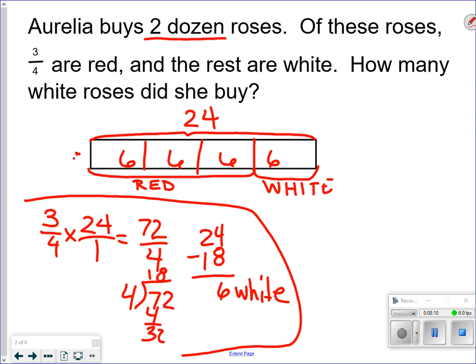So, is this wrong? No. But it's more work. Sometimes the bar model makes it a lot shorter and a lot easier, and it makes the problem a lot easier to see and understand. Always? No. Sometimes? Yeah. So this one, I was able to go 24, okay, 3 of those, oh, there's one left. 24 split into 4, 6. Oh, 6 white roses, duh. I didn't have to do any work at all.